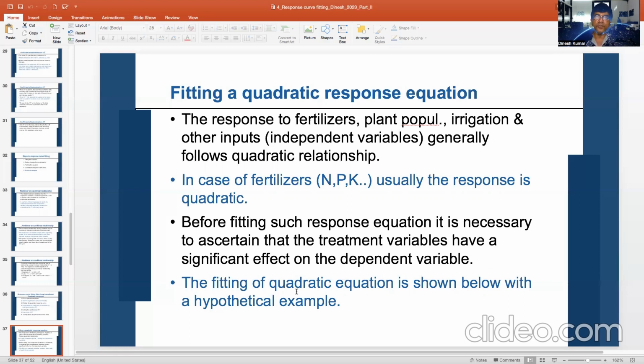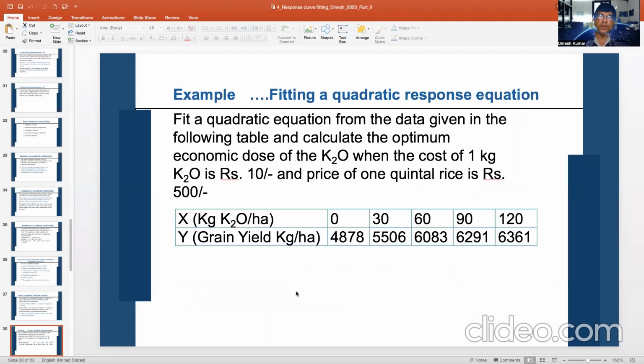I already told you in the case of linear relationship that your response variable should be significant. The F test should be significant, then you can go for correlation and regression analysis or fitting a quadratic response equation. The fitting of a quadratic equation is shown below with a hypothetical example. I'm showing you one hypothetical example, and then you will learn how to fit a quadratic response equation. How to fit means to find out the values of A, B, and C.